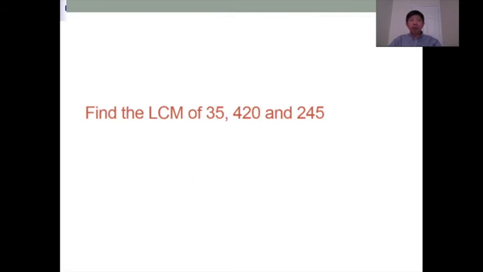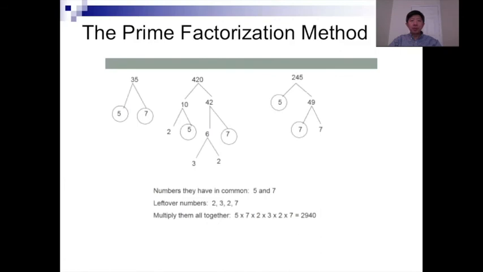So we have 35, 44, 20, and 245. I want to find the LCM for these numbers. Again, I can use the prime factorization method. I find all the prime numbers like this.